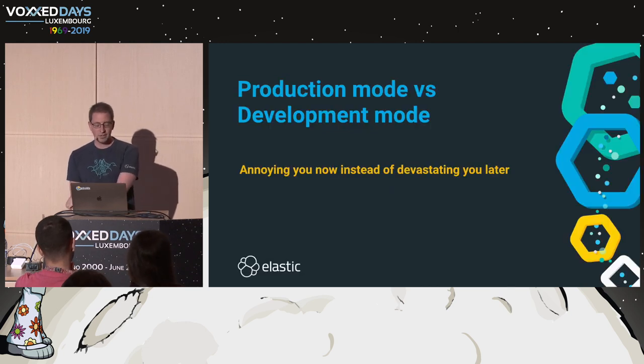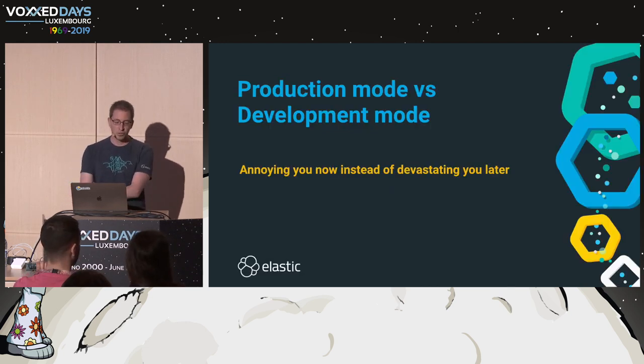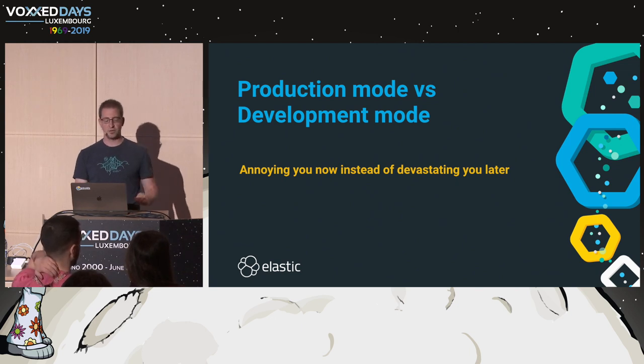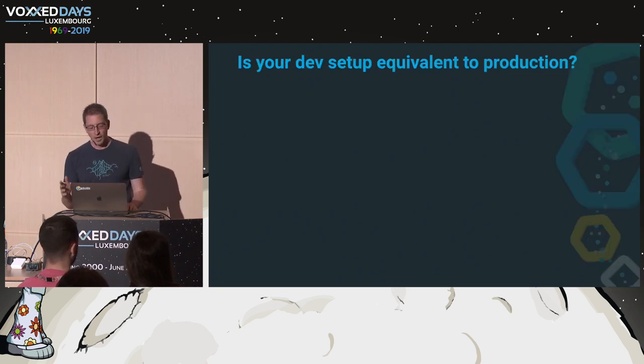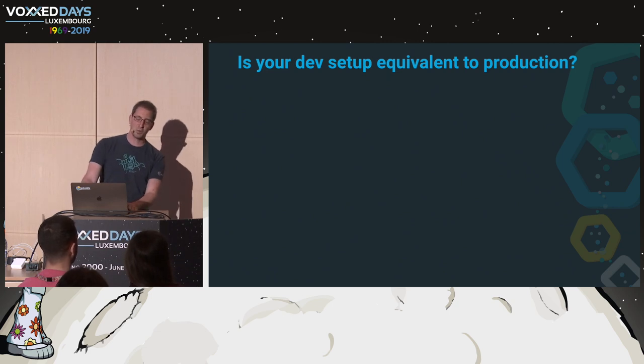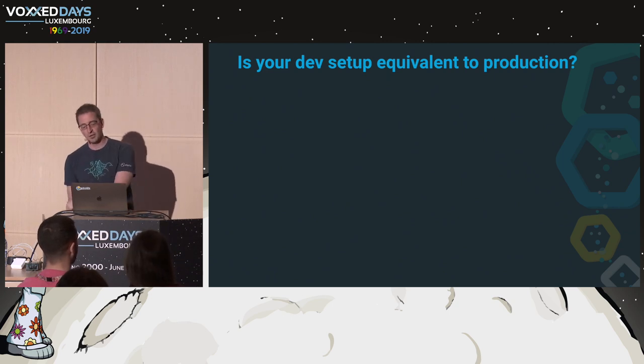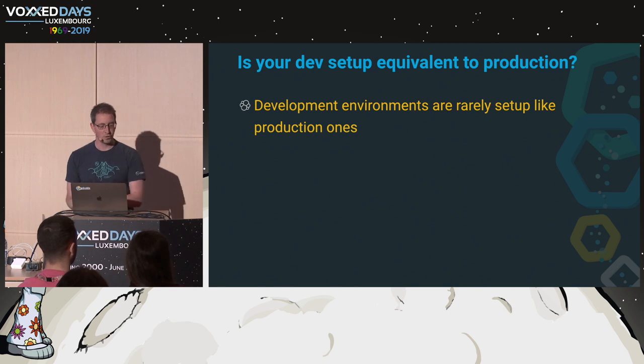OK, something slightly different. Production mode versus development mode. This is less of a security thing, more for making sure Elasticsearch works as intended. And there's a blog post, which basically has exactly the same title as the subtitle here, annoying you now instead of devastating you later. And before we get started, I'm going to ask a stupid question. Is your dev setup equivalent to production? Totally not, because otherwise we would all be running MacBooks in production, which is super unlikely.